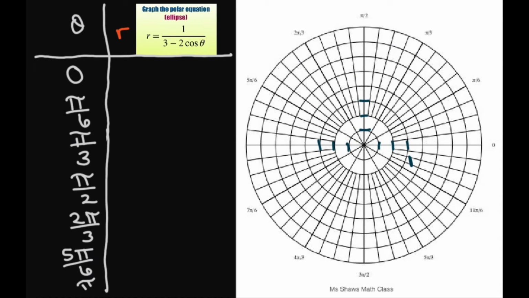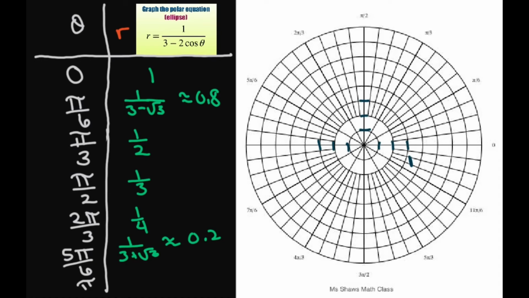All right, so we're going from 0 to pi. And filling this in, at 0 we're going to get 1. Pi divided by 6 is going to be 1 divided by 3 minus square root of 3. This is approximately 0.8. At pi divided by 3, we're going to get 1/2. At pi divided by 2, we're going to get 1/3. 2 pi divided by 3 is 1/4. 5 pi divided by 6 is 1 divided by 3 plus square root of 3, which is approximately 0.2. And at pi, you're going to get 1/5.